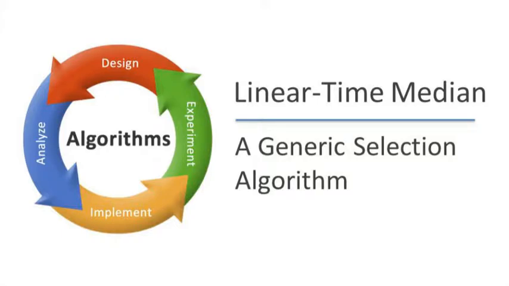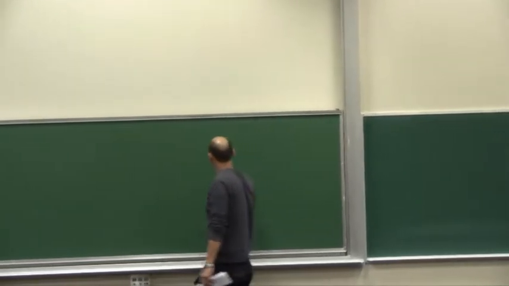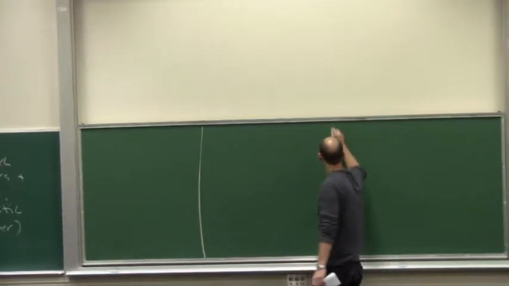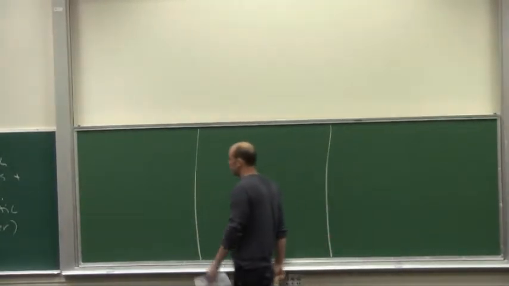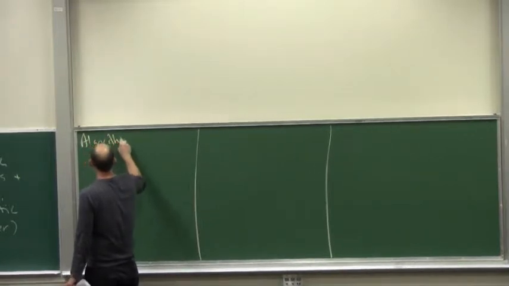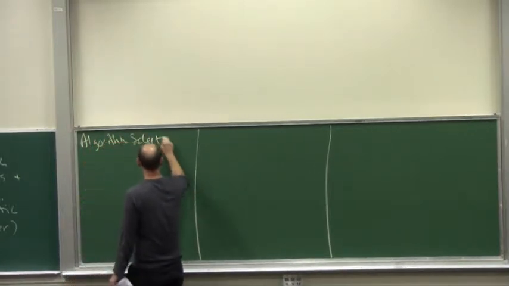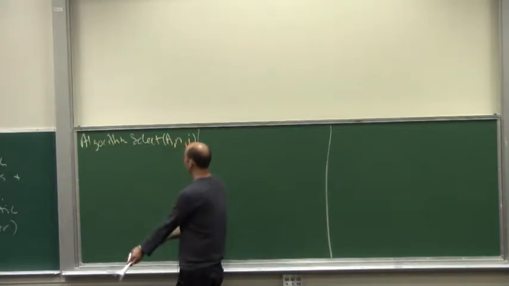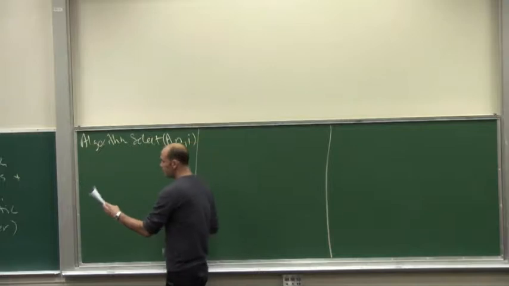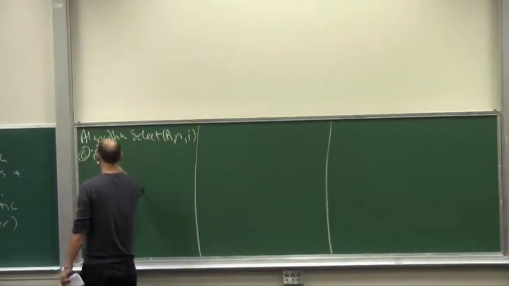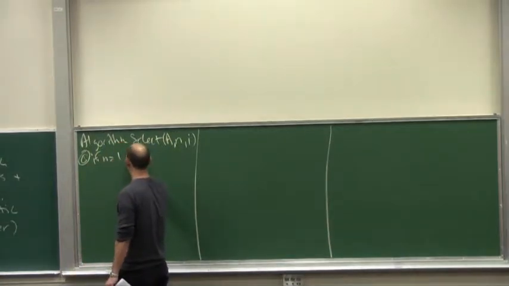So, let me give you an underdefined version of the algorithm. Okay, so it takes an array A of length n, looking for the ith order statistic. So as always, there's a base case for one element arrays.